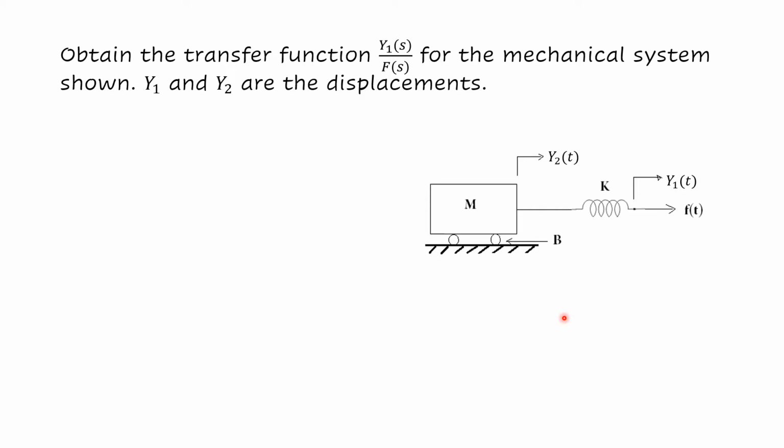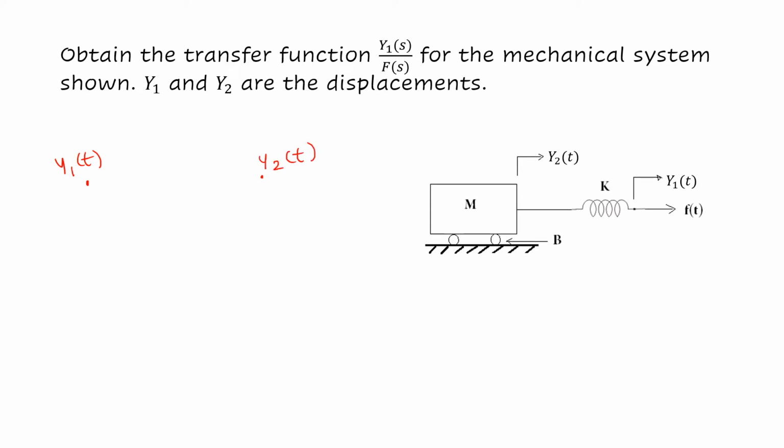To draw the mechanical network, first we need to identify the displacements. We have two displacements here, y1 and y2. That means we have two nodes in the network. One node is y1, the other node is y2. So we represent the nodes first. The first node is y1 of t. The second node is y2 of t.